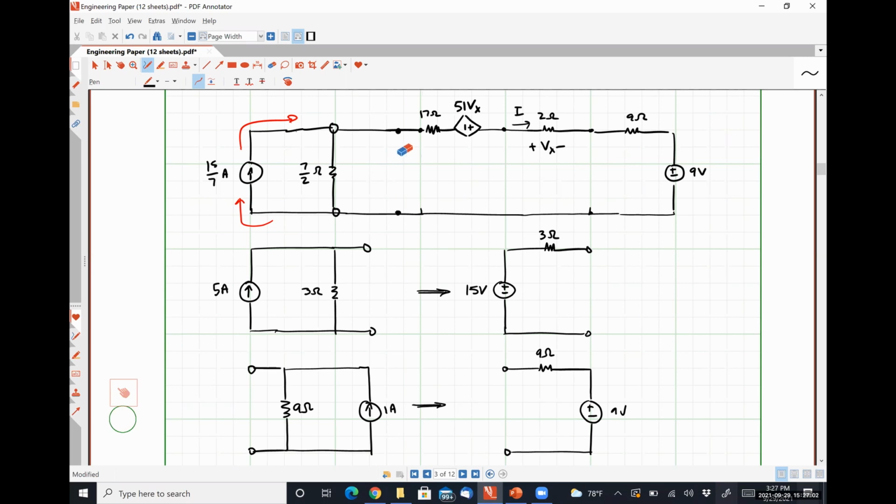Now I could do one more source transformation. So 15/7 times 7/2 is going to be 15/2 of a volt, positive polarity on top, in series with 7/2 of an ohm. And I have a single loop circuit that we could have solved 3 weeks ago.